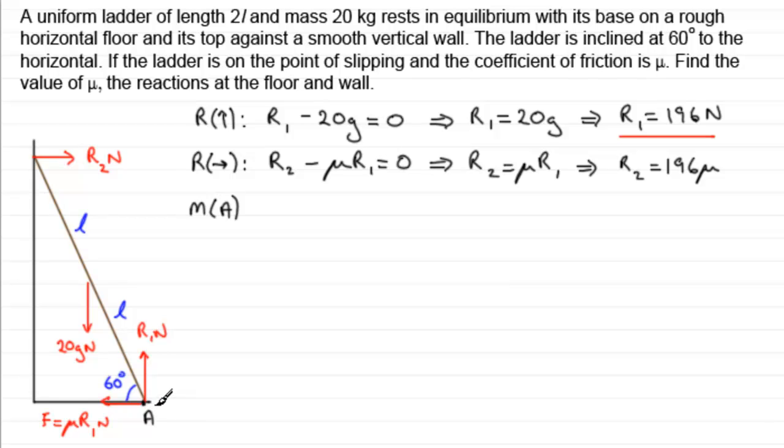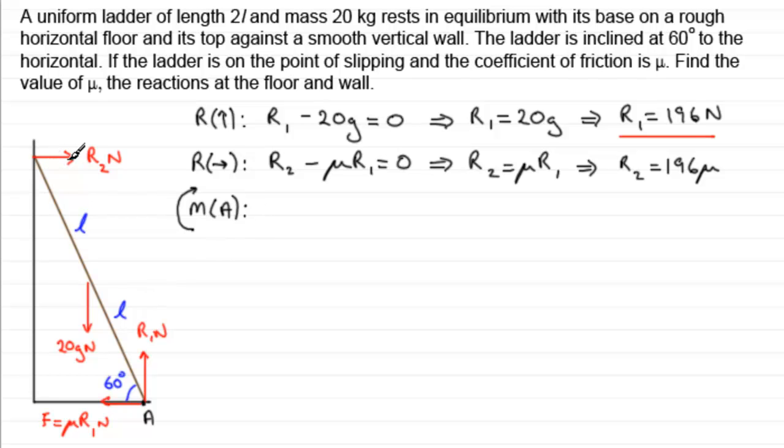But as I say, do have a go at this question again. Take moments about this point here, and you should arrive at the same result at the end of the day. I need to set up a sense for the moments about A, and I'm going to take clockwise as positive. Again, it's up to you which way you take. If I take moments about A clockwise as positive, it's like taking a ruler here and putting your finger at this point, and then if you push in these directions, you can see which way the ruler would want to turn, in this case the ladder.